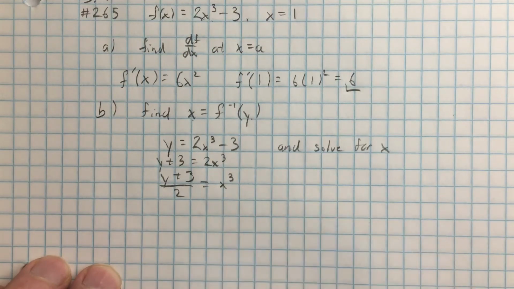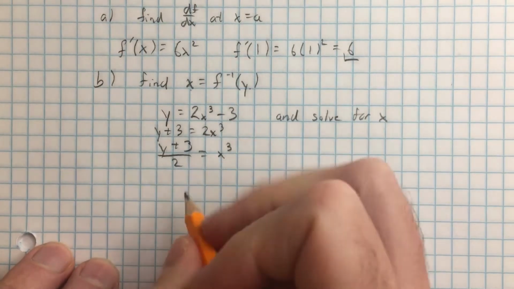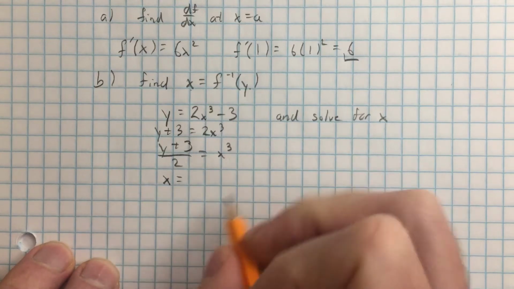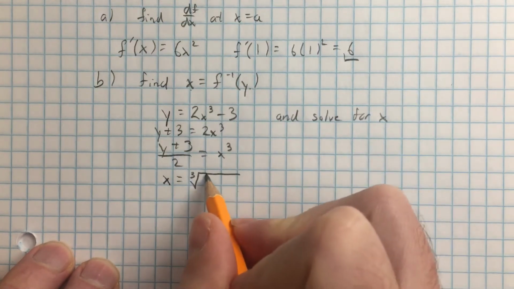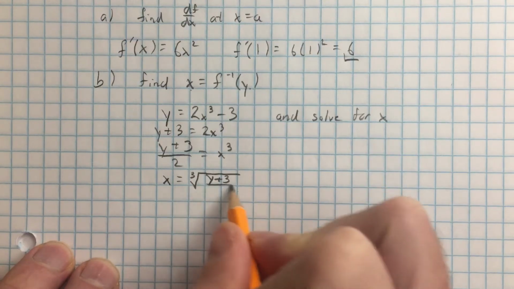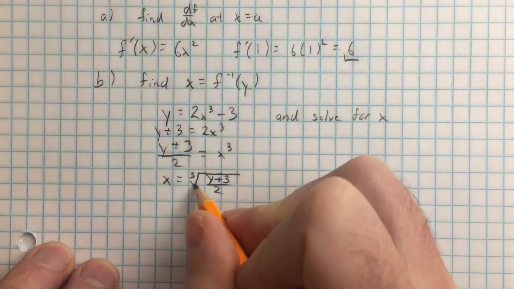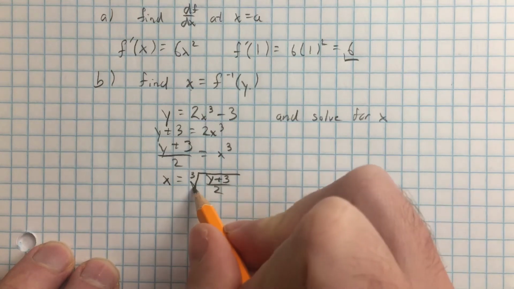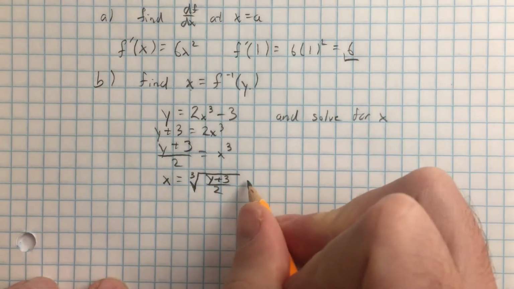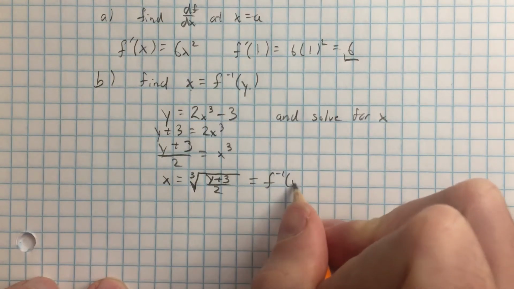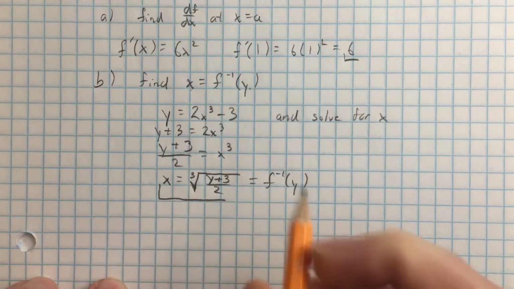Cube roots never necessitate a plus or minus, so we end up with x equals the cube root of y plus 3 over 2. All right, so that's f inverse y, we got it. So that's part B complete.